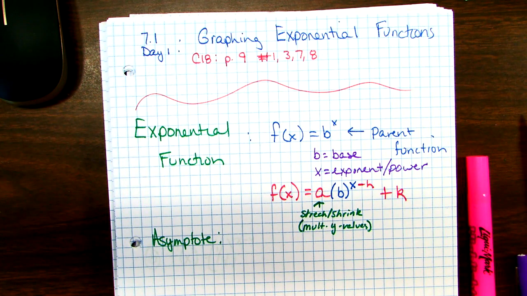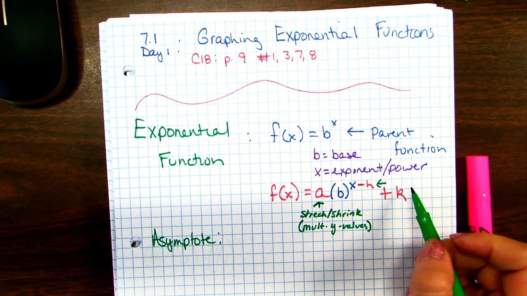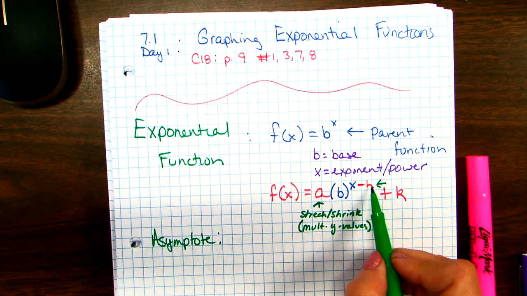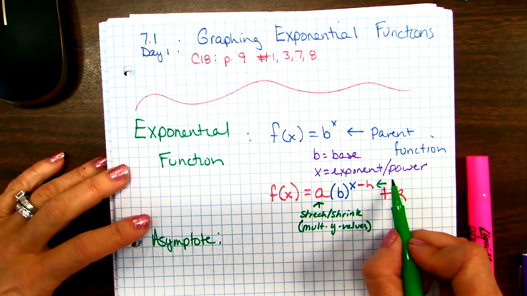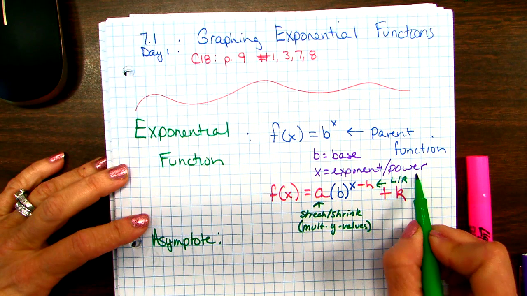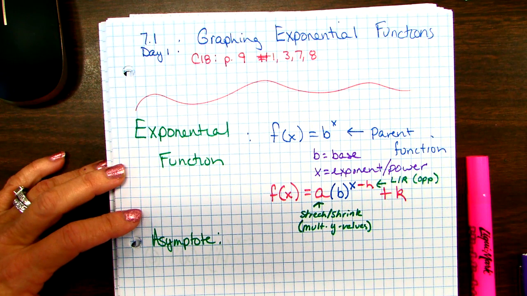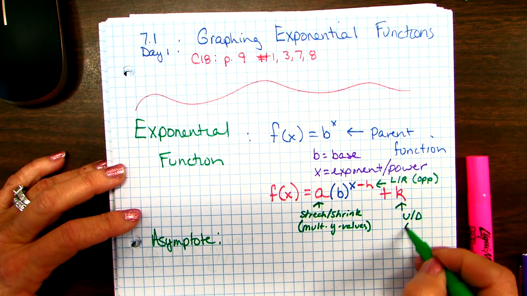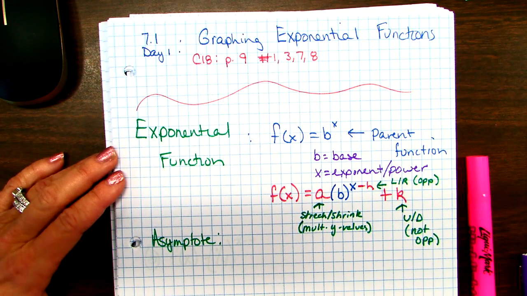Does anybody remember what h does to a graph? Left or right. It doesn't stand for horizontal, but you could think of it like that. That is your left and right movement, and it's always opposite. If you remember, a negative h moves you right, and a positive h moves you left. And then there's the k, which of course now we know is our up and down, and it's not opposite. You'll see what I mean when we get in there.